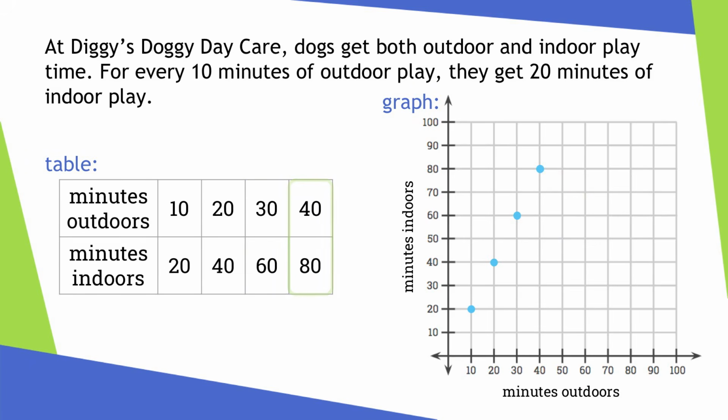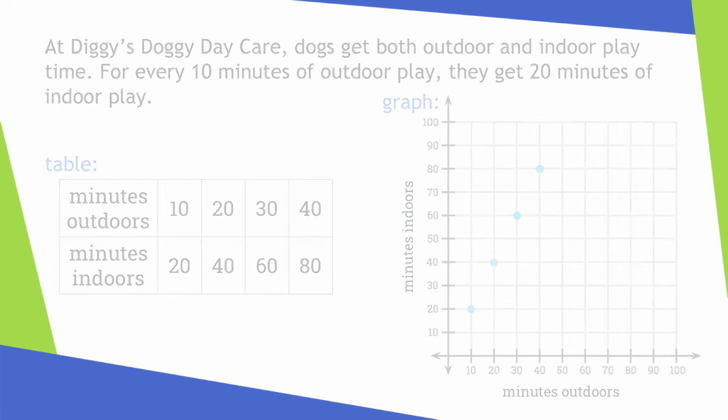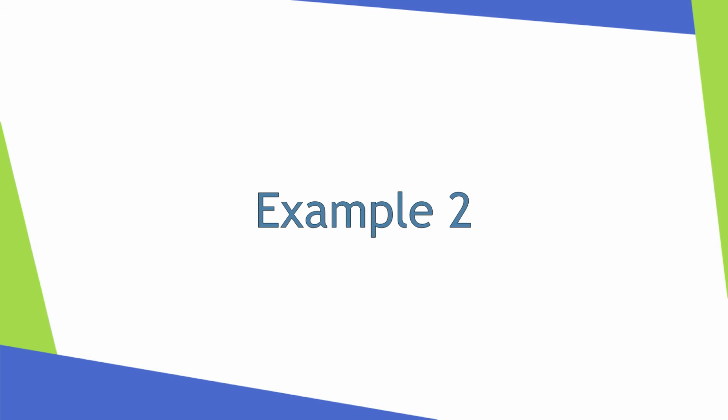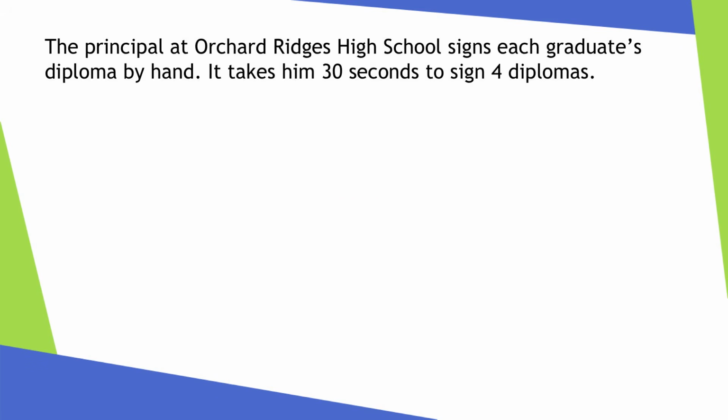We can check our work by verifying that we're forming a straight line that starts at the origin. Looks good to me. Our points are plotted correctly. Let's look at another example. The principal at Orchard Ridges High School signs each graduate's diploma by hand. It takes him 30 seconds to sign 4 diplomas. Let's fill out the table and graph.